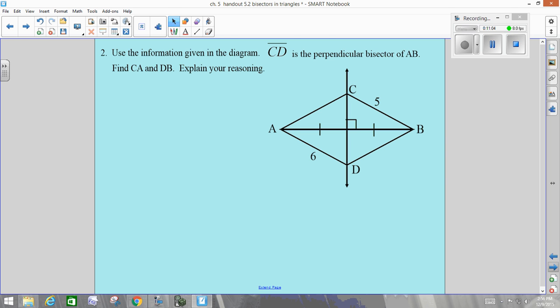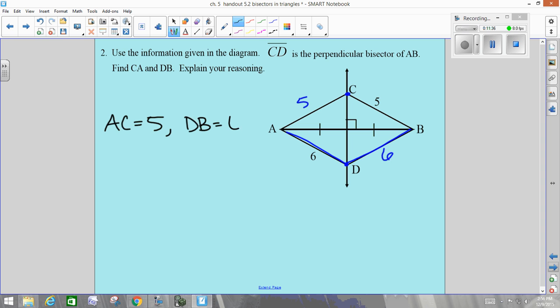Okay, so C, it's on the perpendicular bisector. So the distance from C to the endpoints has to be what? Right, so what's AC? 5, good. D is on the perpendicular bisector. So the distance from that point to the endpoints of your segment has to be what? The same, so DB would be 6, good. So when you explain this, we're going to write a nice sentence here. AC equals 5, comma, DB equals 6.